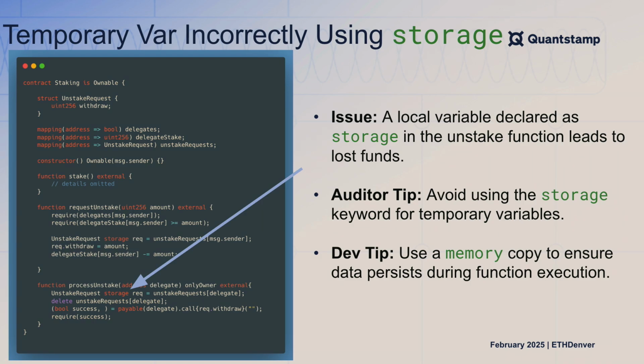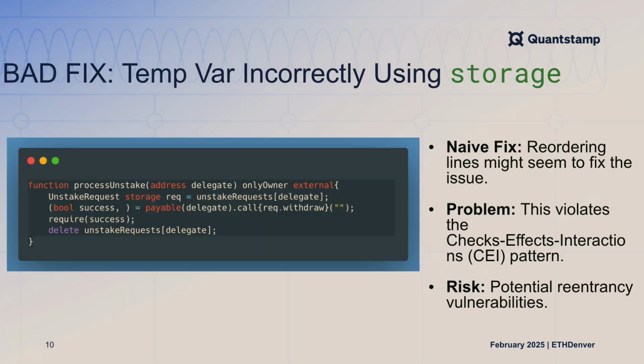So when we grab the request, we're not actually storing it in a memory variable in the function. We're just having a pointer that looks at the storage in the contract. So on the next line, when we delete the storage request, we are actually going to get to this third line where we're supposed to send the funds, and it's going to be completely zeroed out. So you have to be very careful about where you choose to store things in your contract.